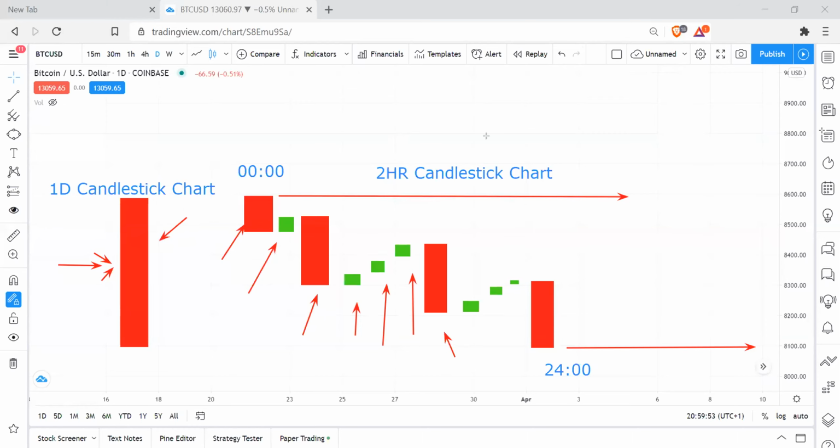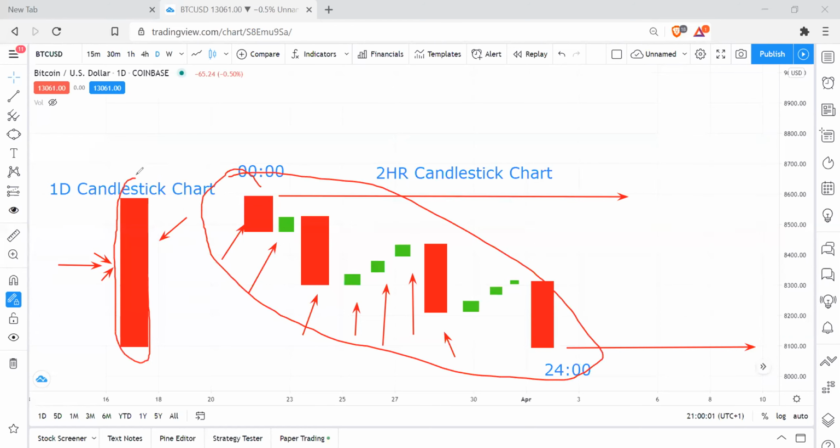So now, what's the difference? How did all this now become one single candle? The time frame. Do you all get that? Yes, sir. Okay, beautiful. So now let's actually see that.